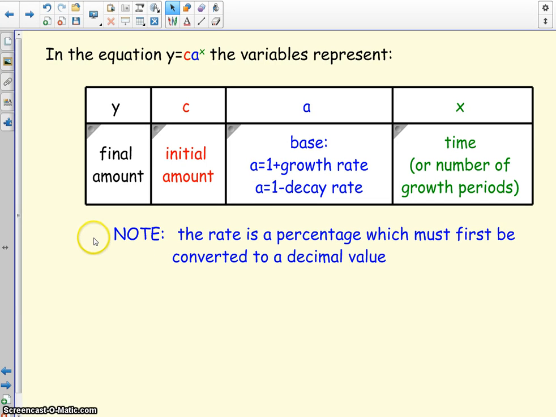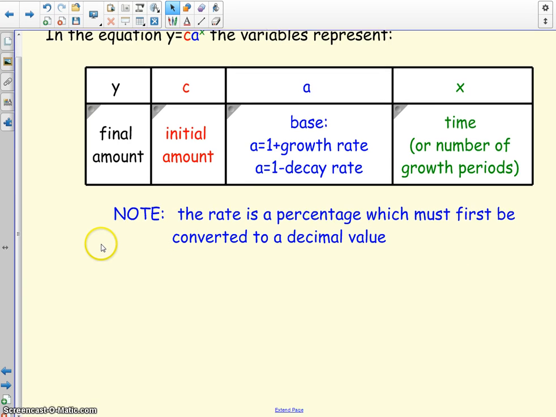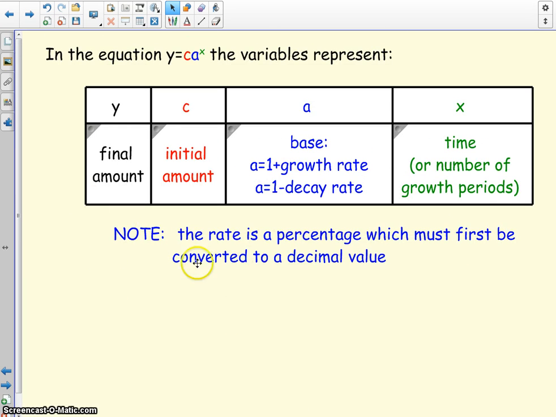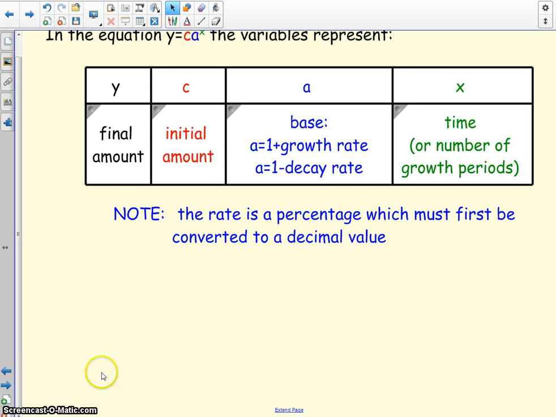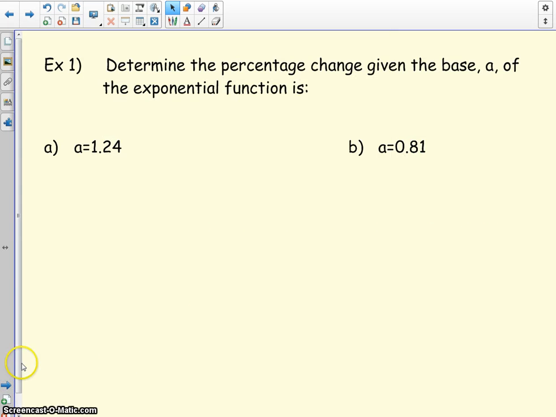Now, in general, when we're talking about growth rates, they're given to you in percentages, and if you want to put it into an equation, you have to convert it from a percentage to a decimal value first in order for it to make sense. Okay, so again, we'll do some examples working with this base and seeing what we can do with it, just so we can become a bit more familiar with it.